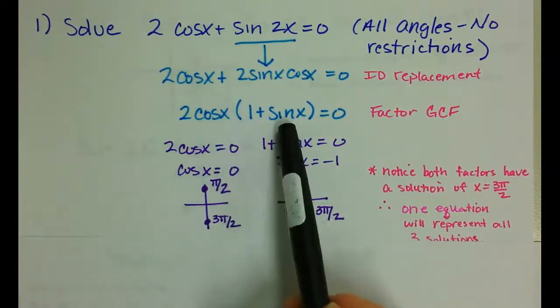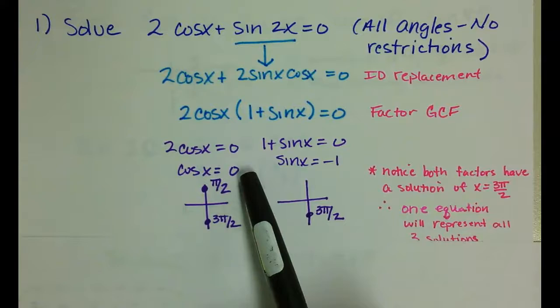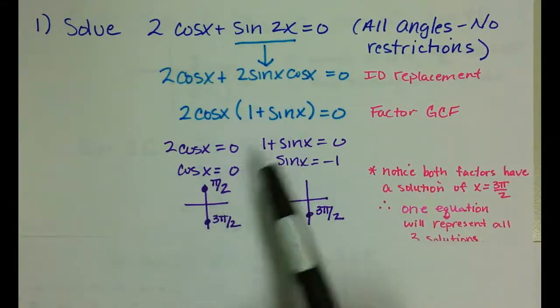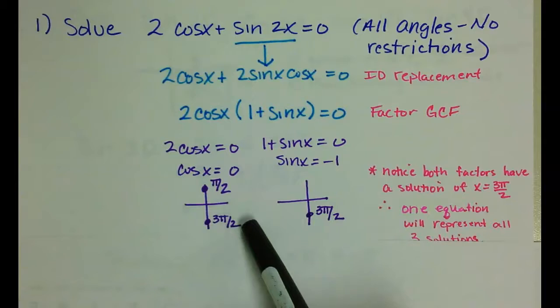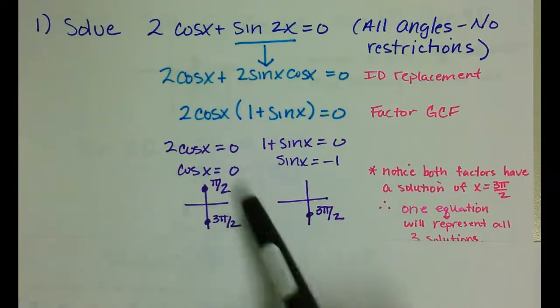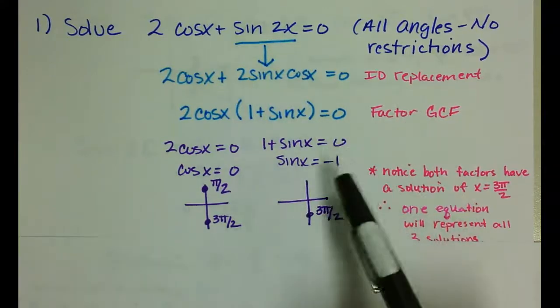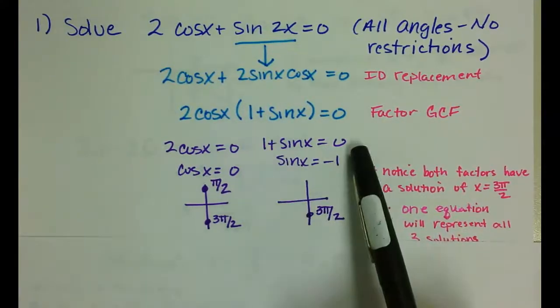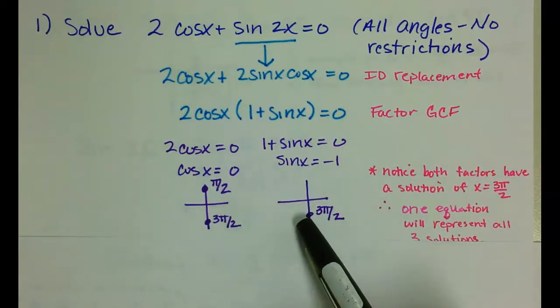Okay, so once I have my factors, then I set this factor to 0. So I need to know what angles have a cosine value of 0, and those happen at pi over 2 and 3 pi over 2. Remember, when you're doing this diagram, your angles should be labeled. If I see a little x with a dot here and a dot here and nothing else, I will not be giving you any credit for that graph, so pay attention to that. The second factor, I move the 1 over and I have a negative 1, and so that's happening right here at 3 pi over 2.